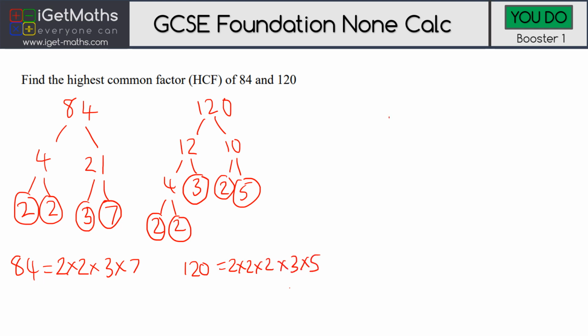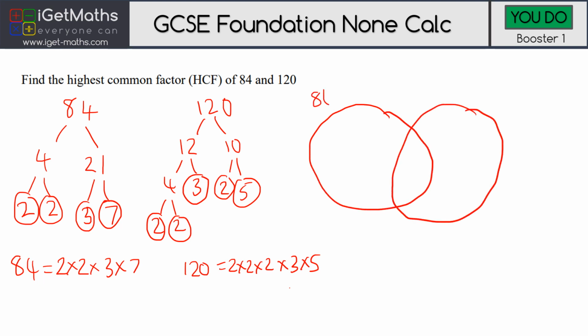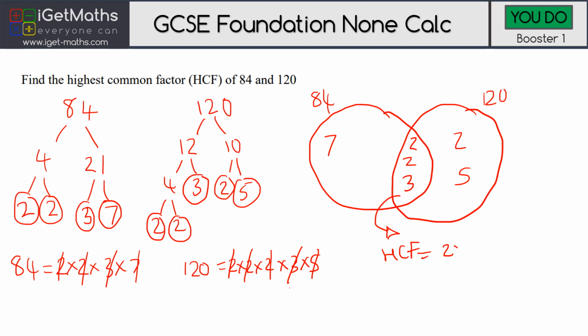And then I'm going to draw my Venn diagram. 84 on the left, 120 on the right. So they share a 2 and a 2, so that's going to go in the middle. They share another 2 and another 2, so that goes in the middle. They share a 3 and a 3, so that goes in the middle. 84 has a 7 to itself, and 120 has a 2 and a 5 to itself. And again, we're trying to find the highest common factor, so remember it's just the middle of it. So HCF equals 2 times 2 times 3, which gives us 12.